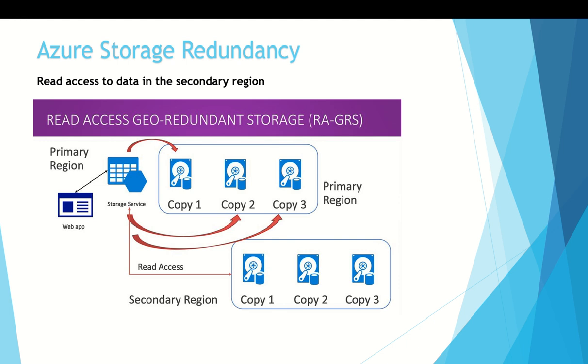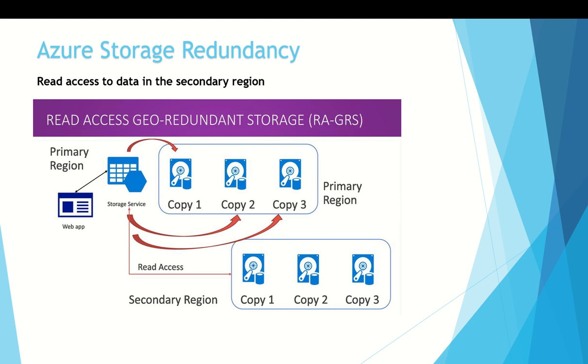When you enable read access to the secondary region, your data is always accessible to read from the secondary, including in a situation where the primary region becomes unavailable. So read-access geo-redundant storage, or RA-GRS, can be configured to permit read access to the secondary region. This is not automated. Sometimes you need to configure it manually.